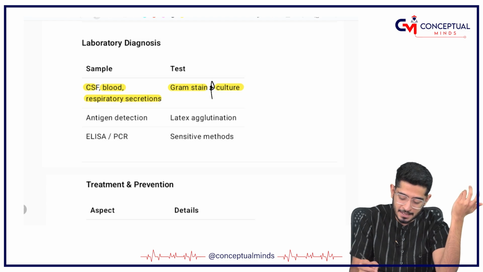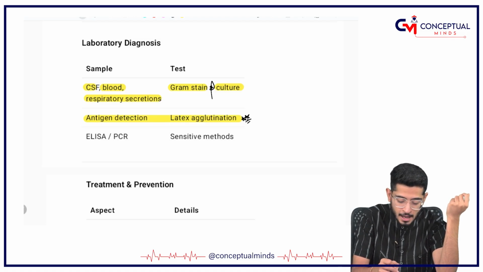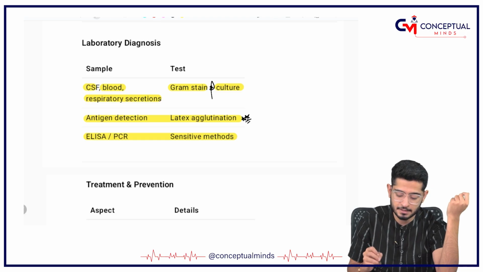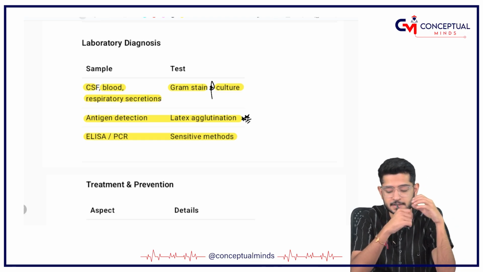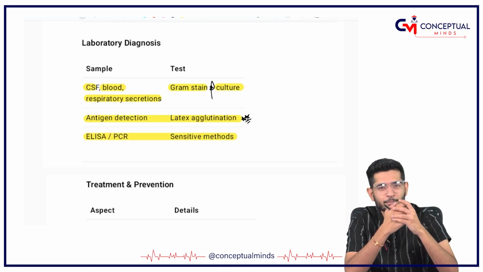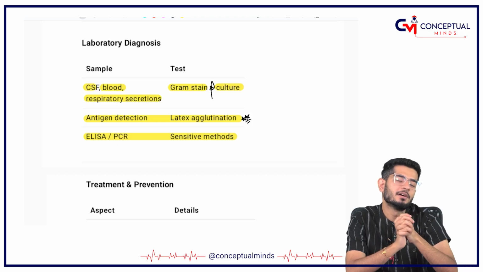Then antigen detection by latex. This is again important. ELISA and PCR are also sensitive. Now, this seems to be a little important. Latex agglutination is actually very important.